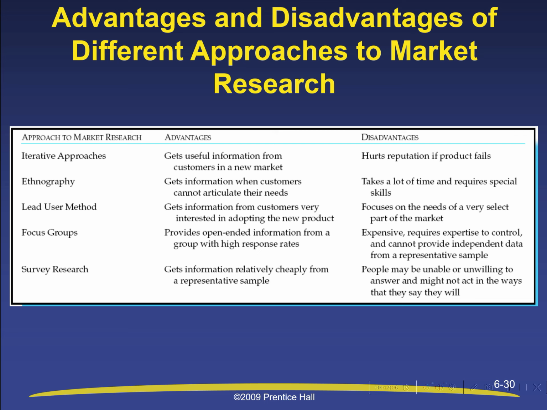And the last on the list is survey research. The advantage of survey research is that it gets information relatively cheaply from a representative sample, and its disadvantage is that people may be unable or unwilling to answer and might not act in the ways that they say they will.